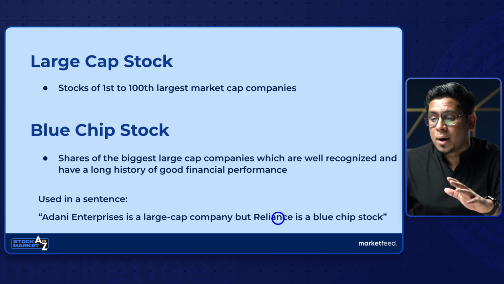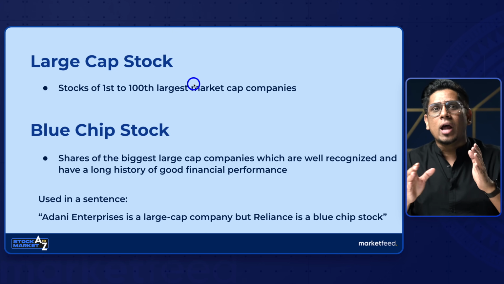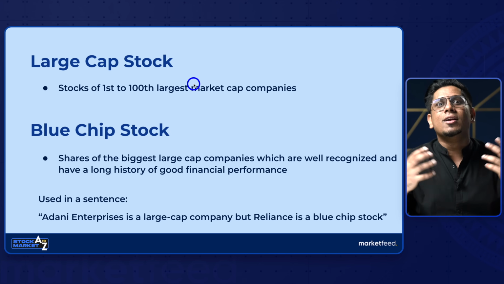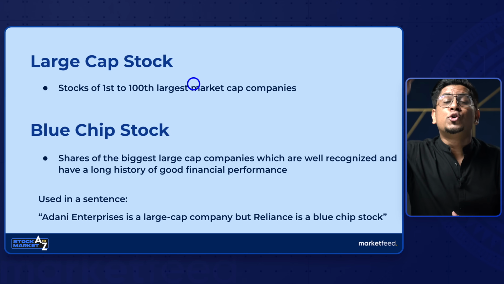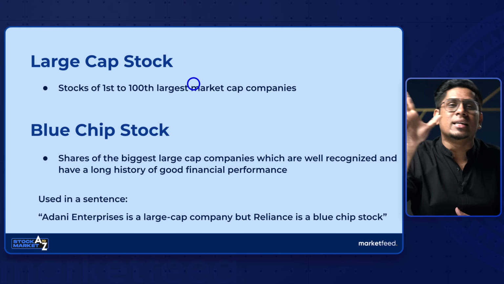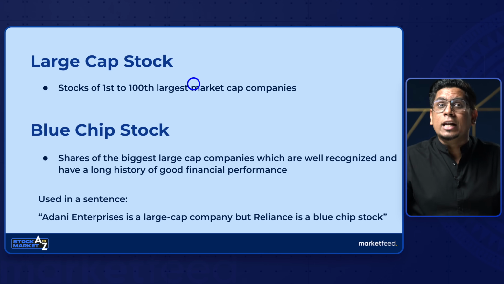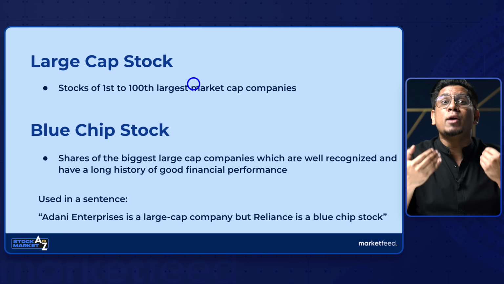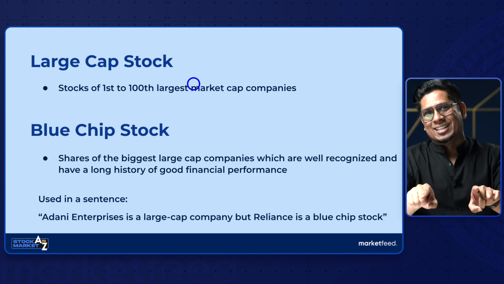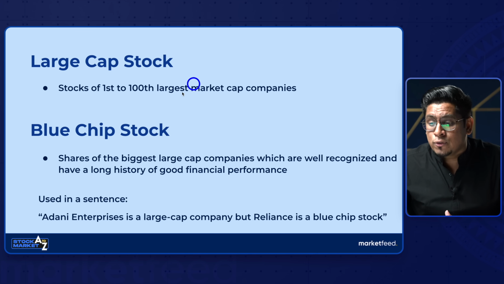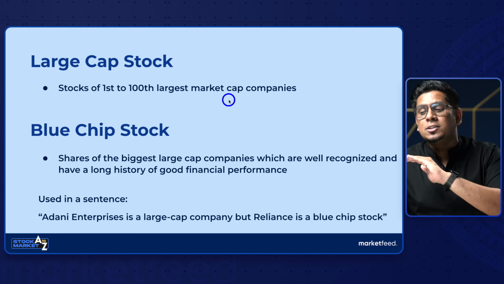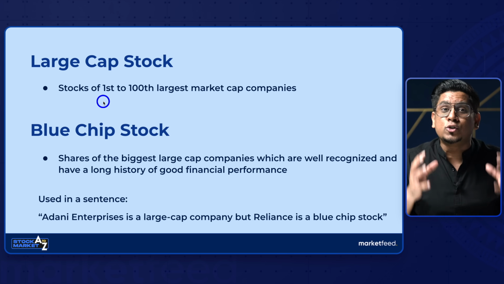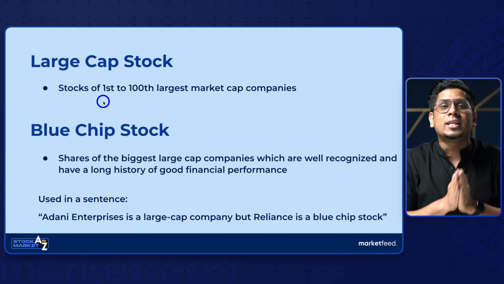Now, let's first learn about large cap stocks. Large cap stocks are stocks of large cap companies. And what are large cap companies? These are the top 100 listed companies in India. And how do you ensure which are the top 100 companies? Top 100 companies by valuation or market capitalization. So stocks of the first to 100th largest market cap companies in India are called large cap companies, and the stocks of these companies are called large cap stocks.